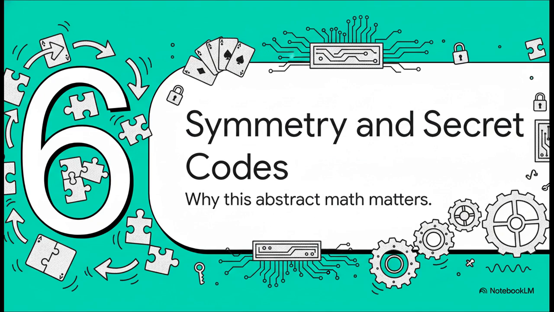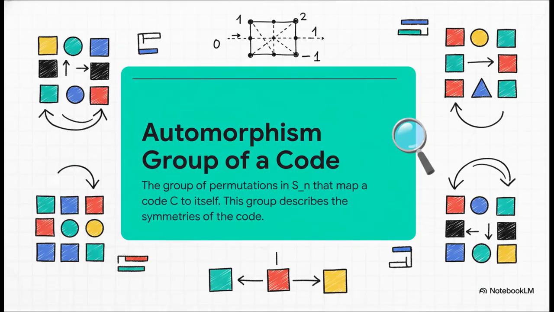So, you might be thinking, okay, that's a neat pattern, but why does this matter? It might seem like a really abstract puzzle, but this deep understanding of permutation structure is actually fundamental to our modern digital world. And here's the connection. In coding theory, the math that powers all of our digital communication, we're obsessed with symmetry. The automorphism group of a code is the set of all the shuffles you can apply to a digital code without changing its core properties.